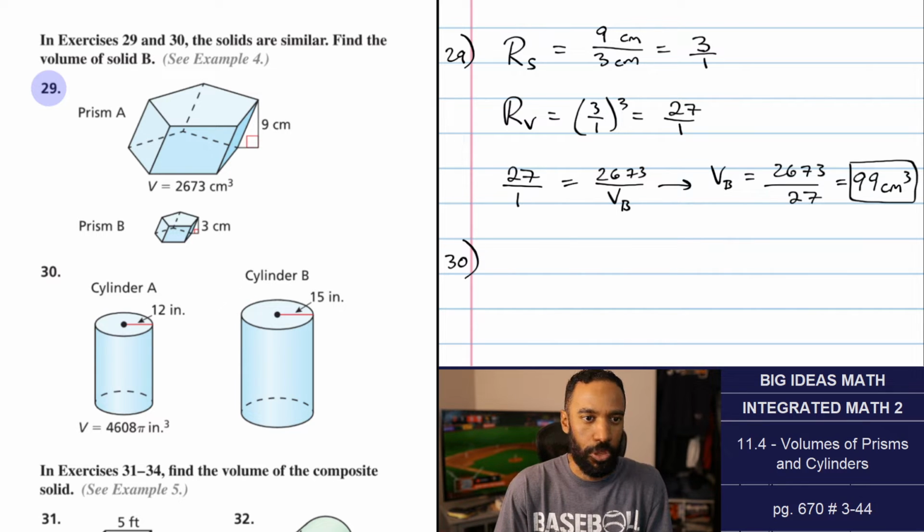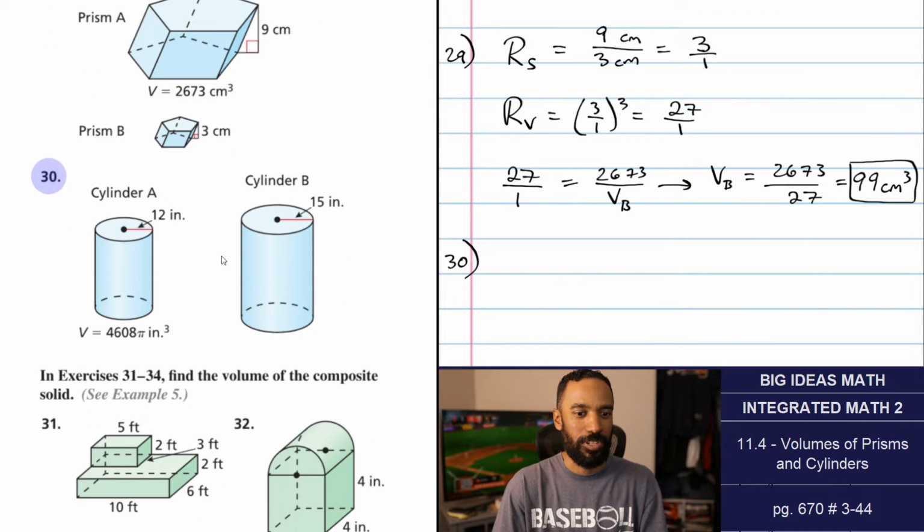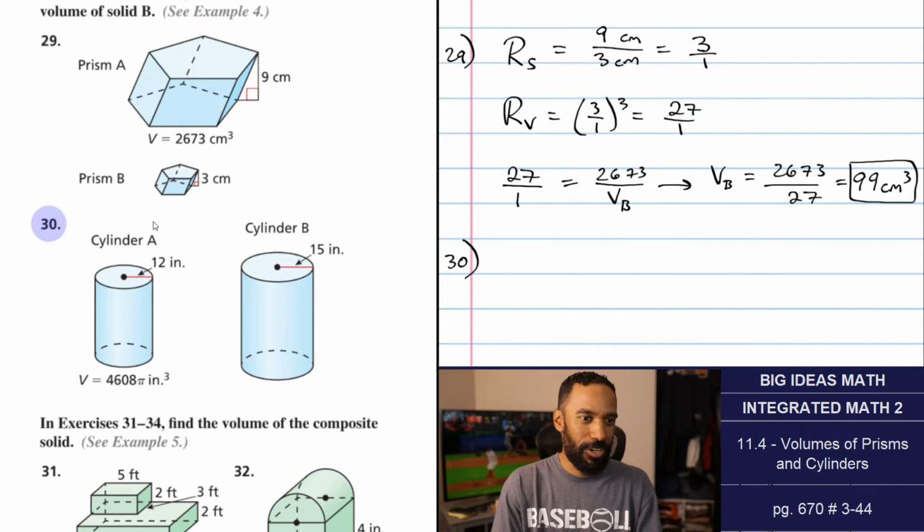Let's see if I can do that for number 30. I don't know if I can. Oh, maybe I can't for this one. I definitely can't with the numbers, but yeah, you know what? I can't for this one.